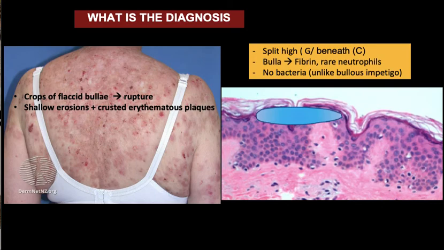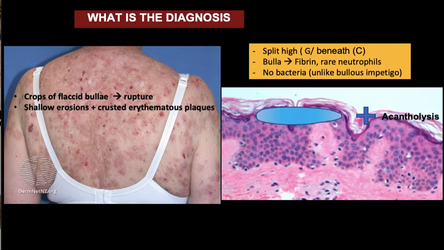If you look into the biopsy, you will see the bulla formation is a little bit lower than the previous two examples we saw, in the granular cell layer or beneath the corneal cell layer. And usually those bullae are filled with fibrin and rare neutrophils, and usually are sterile. So opposite to impetigo or the infectious disease, you will not see organisms in the bulla. So these bullae will be sterile.